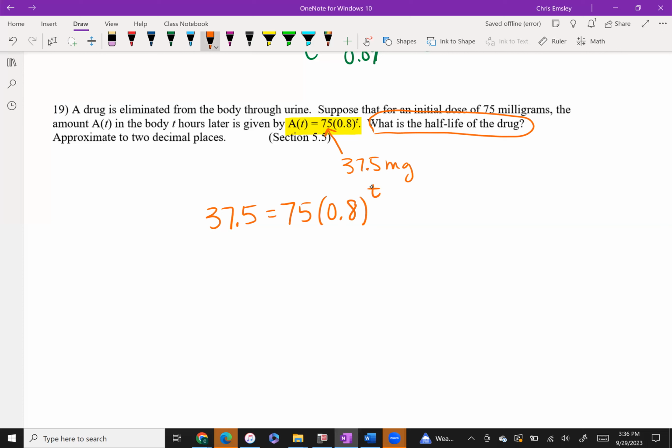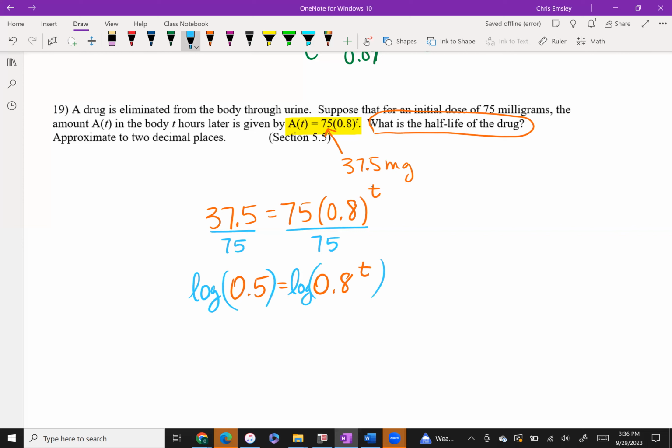Here's what we need to solve. We need to solve for T. So we've solved things similar to this before. We want to start off by isolating that exponential part of our equation. So we divide both sides by 75. Then we want to take the log of both sides so we can pull that exponent down. Otherwise, we wouldn't be able to solve for it. So we take the logarithm of both sides.